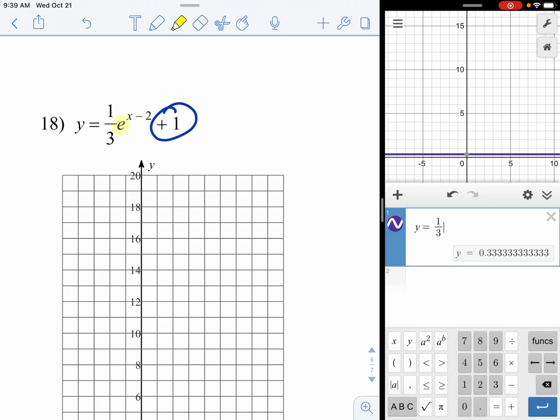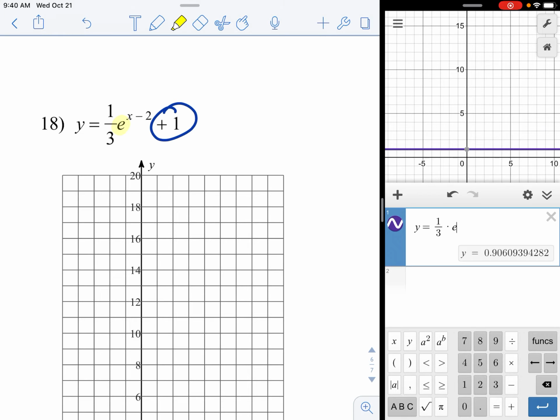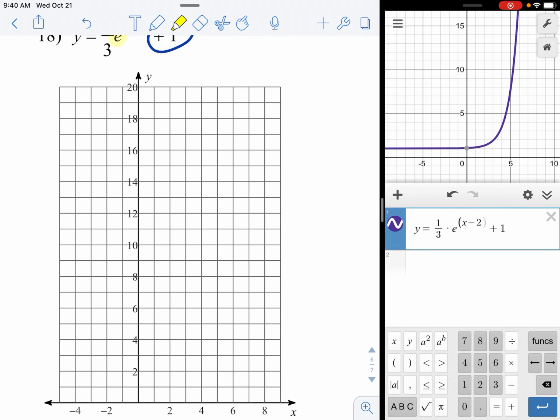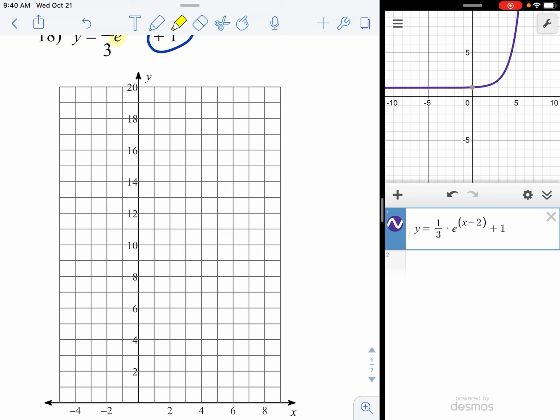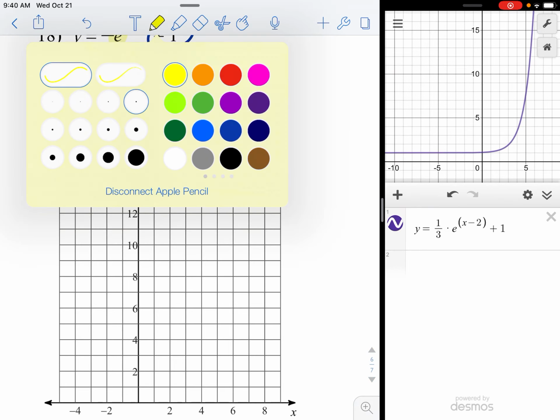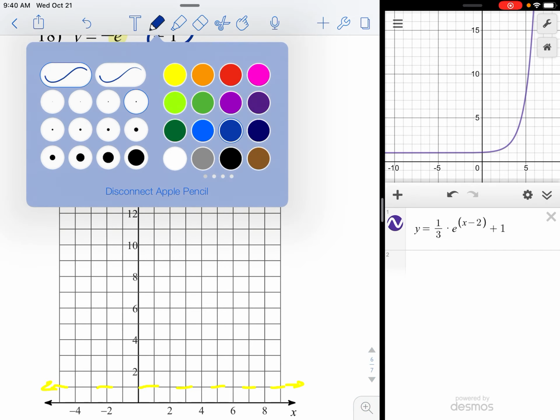It's this mathematical constant. To get E in this calculator, so I need to go times E. I hit the ABC button, and I just choose the letter E. Now I need to raise this to the power x minus 2, and then over here type in a +1. So what's my asymptote? My asymptote appears to be +1. Go ahead and sketch that in. So to get the number E, use the alphabet button and the letter E from the alphabet keyboard.